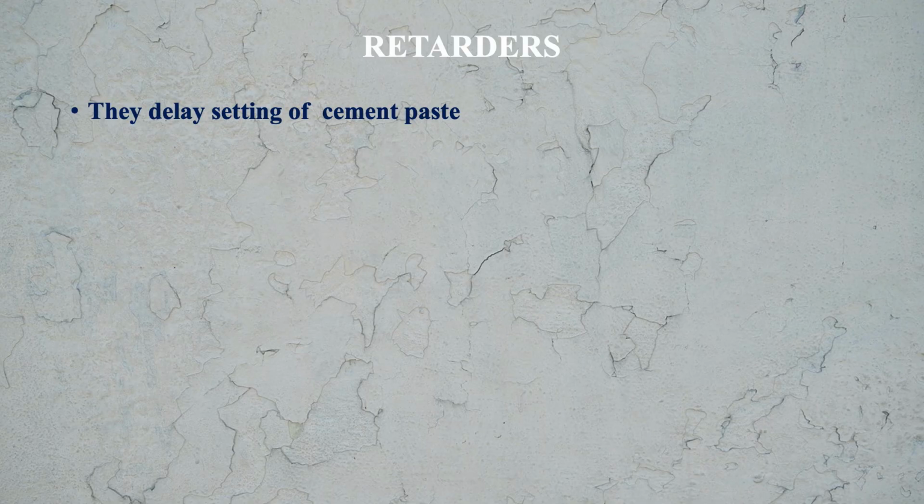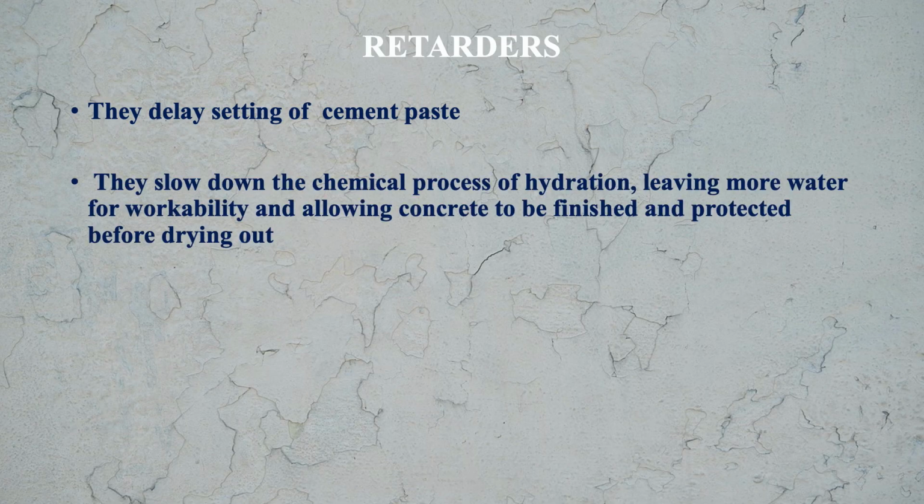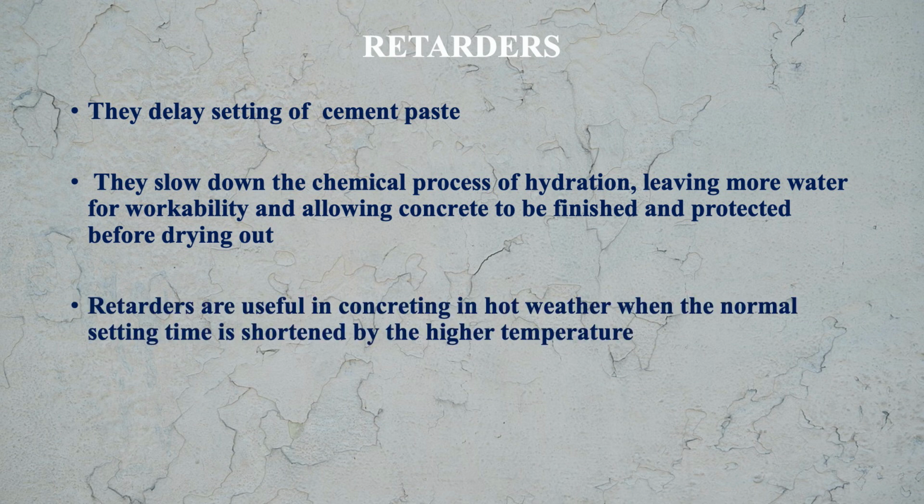What is the effect of retarders? Retarders delay the setting of cement paste. They slow down the chemical process of hydration, leaving more water for workability and allowing concrete to be finished and protected before drying out. Retarders are useful in concreting in hot weather when the normal setting is shortened by high temperatures. Because due to high temperature, the normal setting time is shortened. So here retarders increase the setting time.